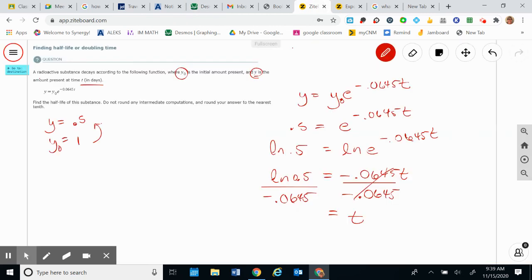So let's do this. Time is equal to 10.7, and in this case, we're talking about days, 10.7 days. Okay, so it takes almost 11 days for whatever this radioactive substance is to get to half the amount. You know what does kind of work like this too, you guys, is medicine.